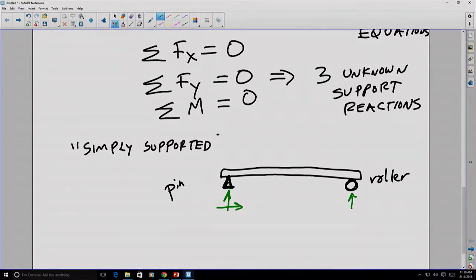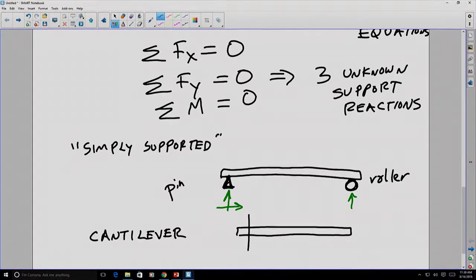Another very typical one is called the cantilever. In this case, we have a system where we might have something extended out and we have it fixed into the wall. Well, for that case, that's a three-dimensional support. It can supply a reaction horizontally, it can supply a reaction vertically, and it can support a moment. And to solve for each of those three things, we need to apply sum of forces in the x, sum of forces in the y, and sum of moments.